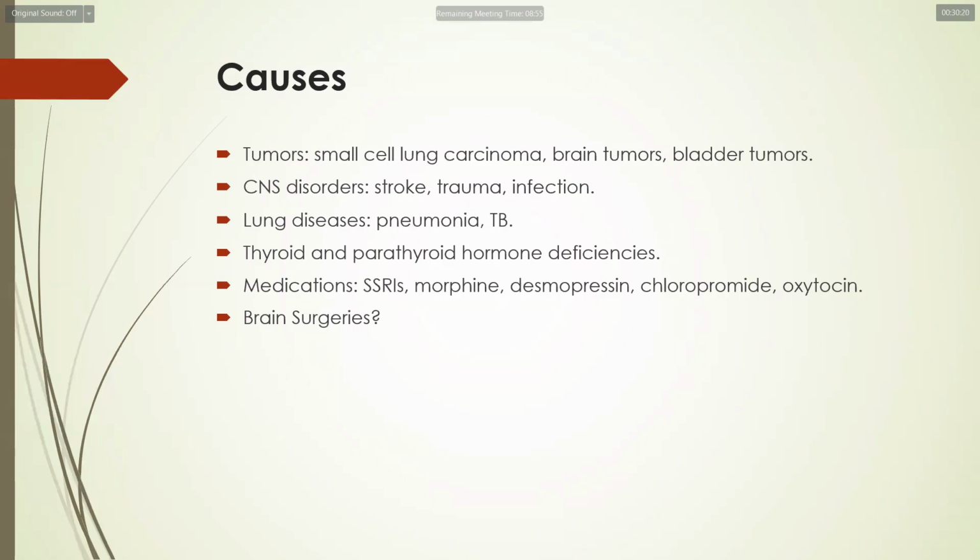وممكن CNS disorders تعمل SIADH زي الستروك، التروما والانفكشنز. أي لانج ديزيز ممكن يعمل SIADH زي التيوبركلوسيس والنيومونيا. وممكن ثايرويد أو باراثايرويد هرمون ديفيشنسيز تعمل SIADH. ممكن ميديكيشنز زي selective serotonin reuptake inhibitors تعمل SIADH وهايبوناتريميا. والمورفين والديزموبريسين والكلوروبرومايد والأوكسيتوسين كلهن أثبت إنهن بيعملن SIADH. والبرين سيرجريز الميكانيزم مش معروفة بالضبط، بس في دراسات تحكي إنها بتعمل SIADH.